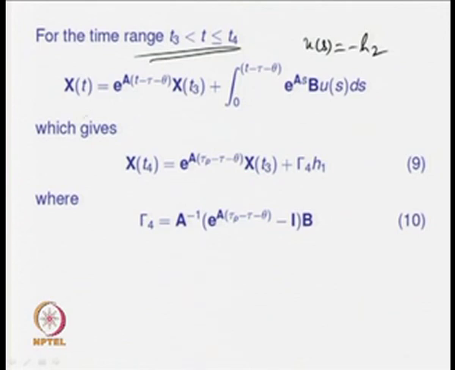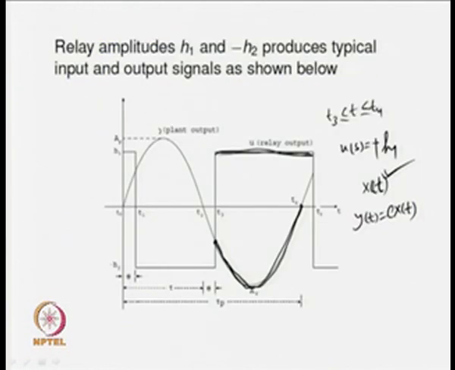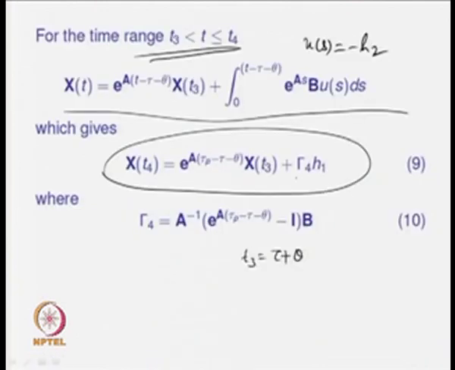So, when the state equation is solved, we get the expression for that span, and ultimately the state at time t equal to t4 is given as e to the power A (tau p minus tau minus theta) x(t3). What is t3? We are starting with time tau plus theta. If you look carefully, from t0 to t2 it is tau seconds, and from t2 to t3 it is theta seconds. So, from t0 to t3 it is nothing but tau plus theta, that is why that is acting as the initial value, and you are getting the term tau p minus tau minus theta in the expression.